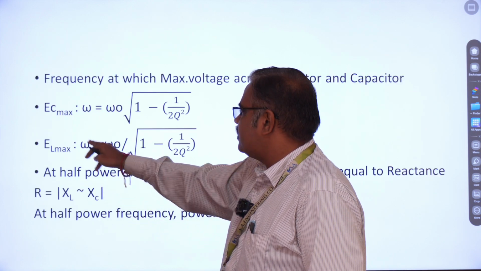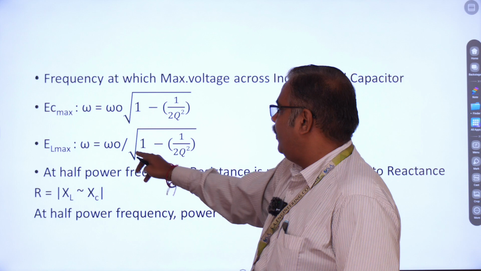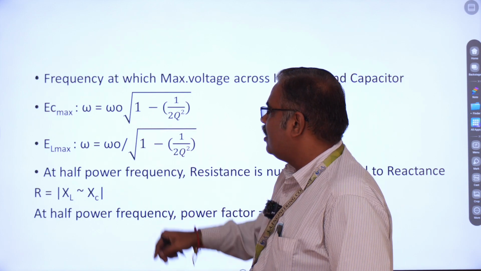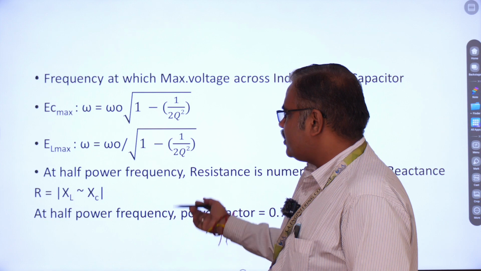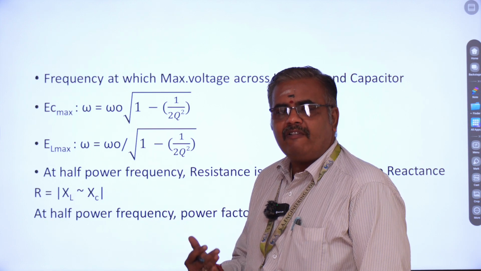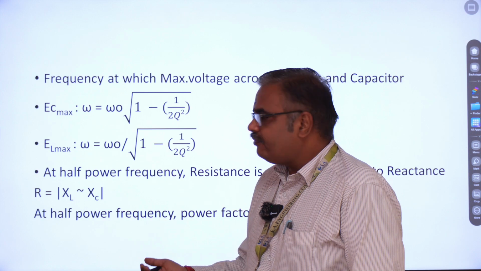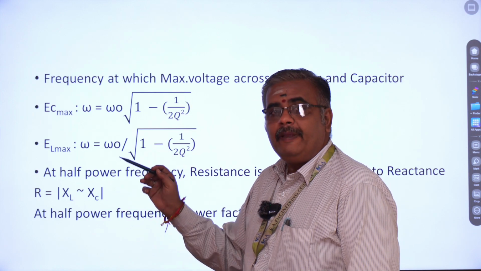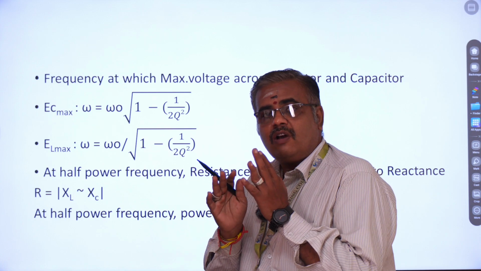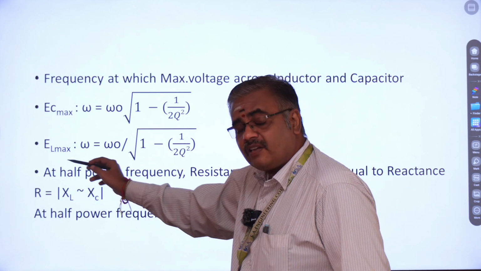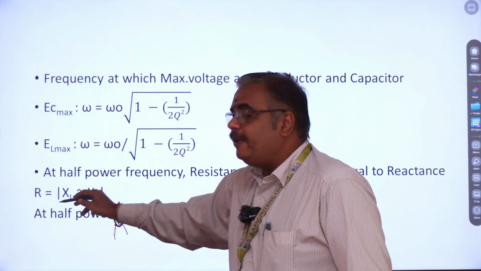For inductance, it is omega equal to omega naught divided by root of 1 minus 1 by 2Q square. So these are the formulas for maximum voltages. And as I told you, we will be having half power frequency. The half power frequency will be obtained from the upper cutoff as well as lower cutoff. And of course, the condition for half power frequency will be making the difference of the reactance and resistance equal.